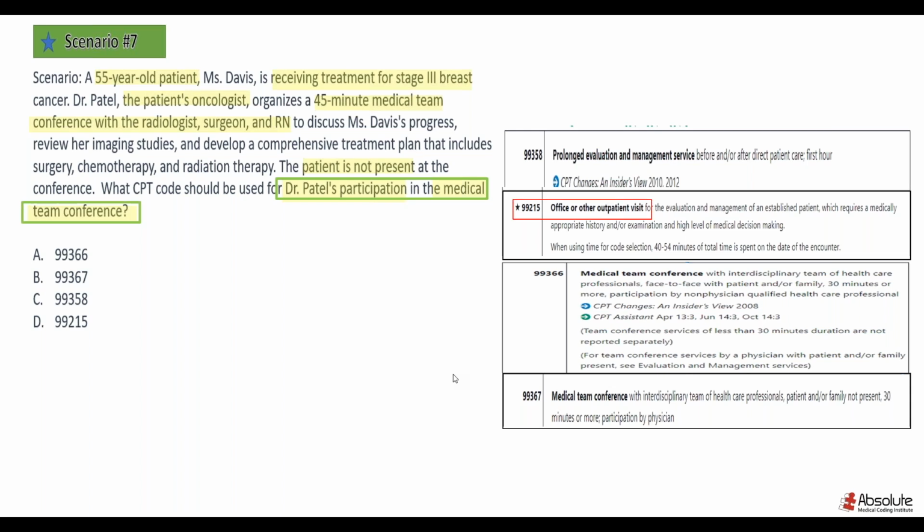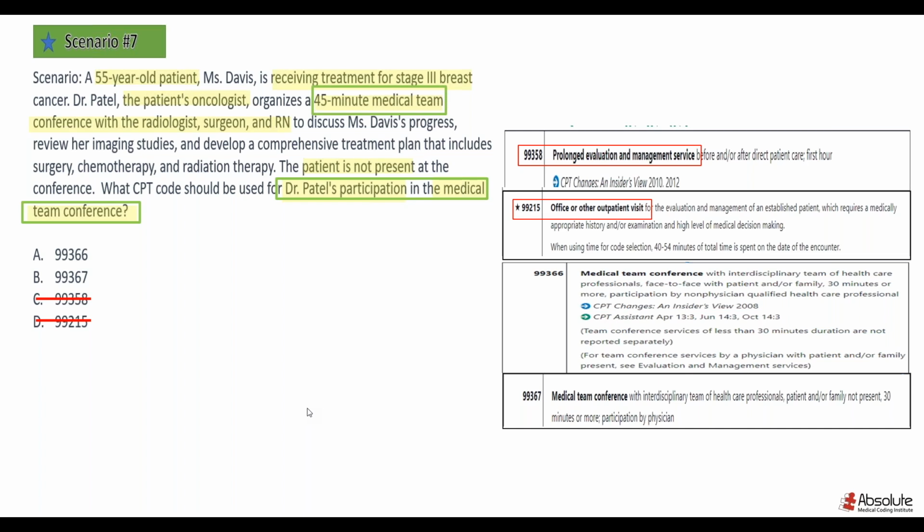Option C is coding for 99358, which is a prolonged evaluation and management service code. And option D is coding for 99215, which is an office or other outpatient service. And in our scenario, we are not coding for either of them. We are coding for a medical team conference. We are coding for Dr. Patel's participation in a medical team conference. So options C and D are both incorrect.